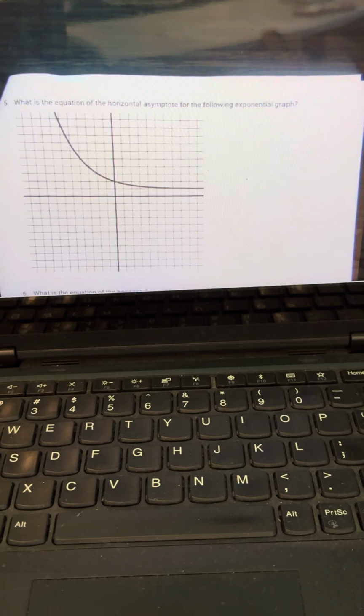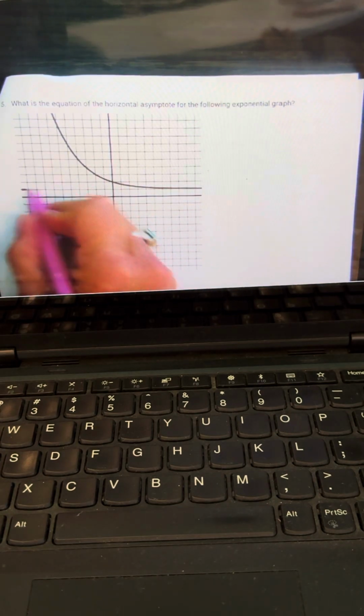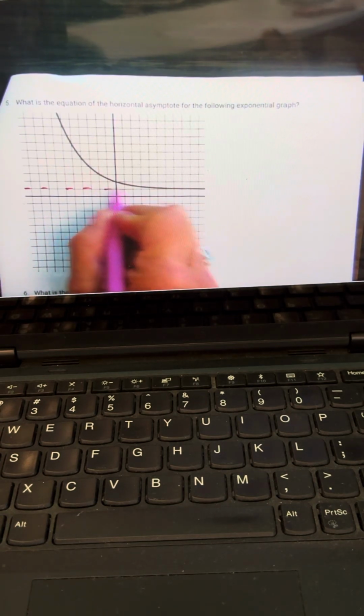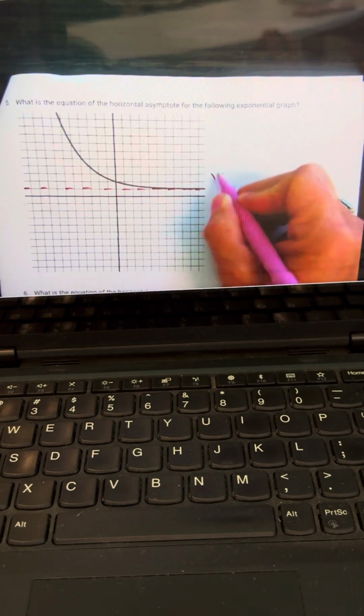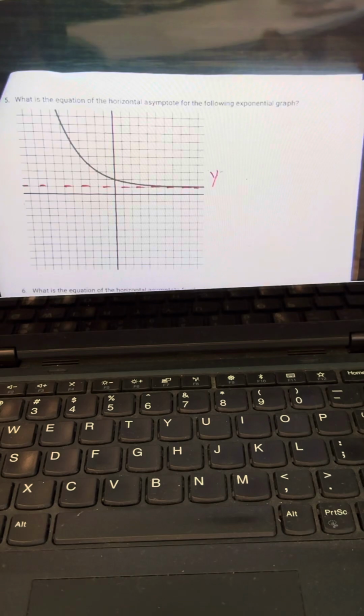What is the equation of the horizontal asymptote? So if we're given an equation to a horizontal line, is it going to be x equals or y equals? Y. Why? Because we're crossing the y-axis. Okay, so there's your asymptote. It's getting close to that. So it's going to be y is equal to what? 1.